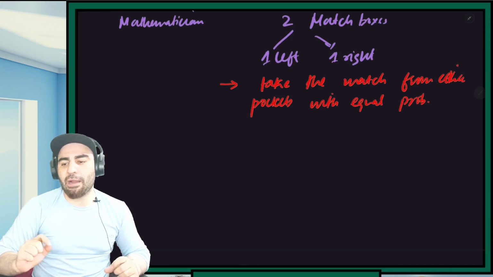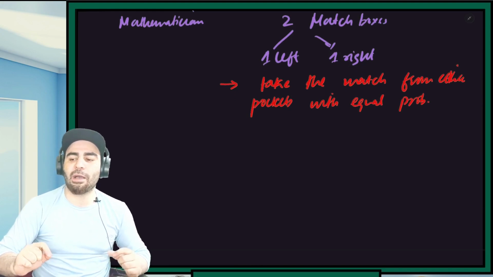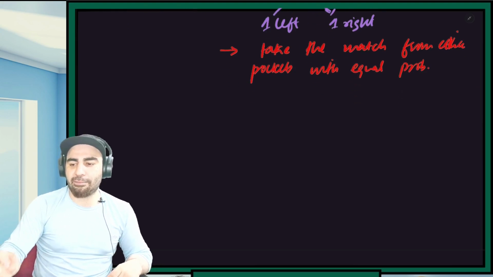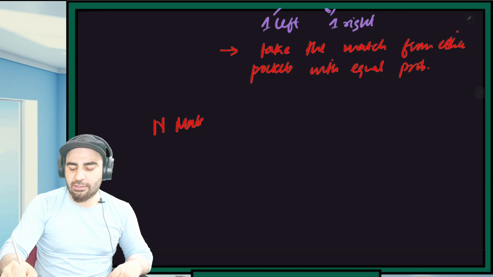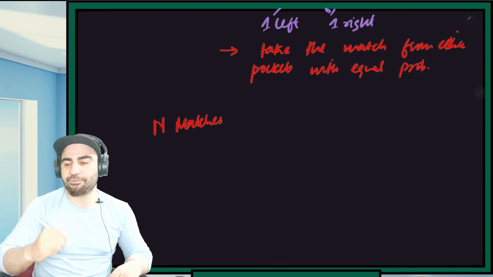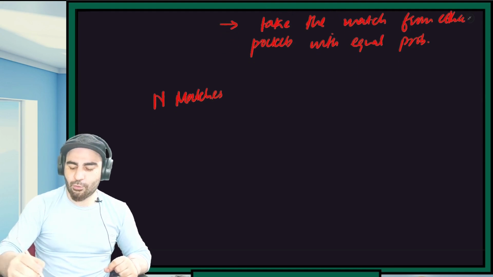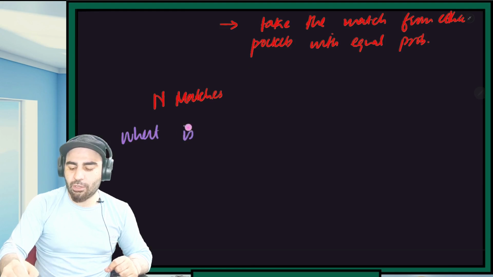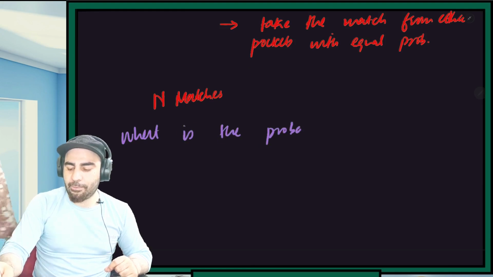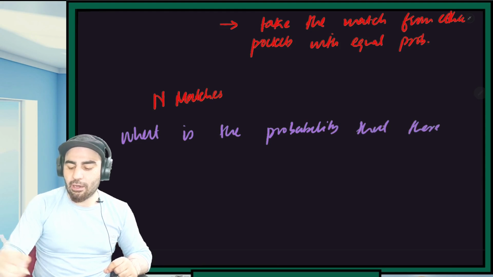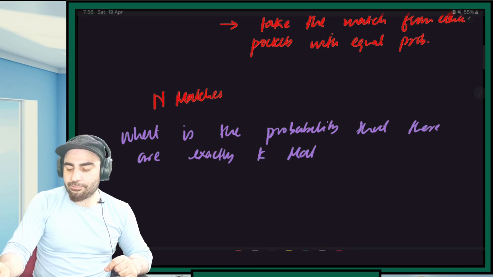Consider the moment when the mathematician first discovers that one of his matchboxes is empty. It is assumed that both matchboxes initially contain n matches. What is the probability that there are exactly k matches in the other box?